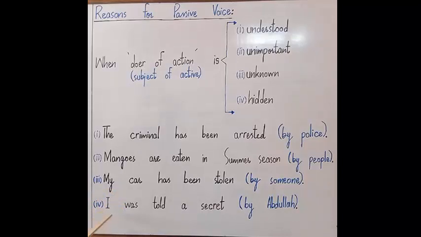Example number 4. I was told a secret by Abdullah. When the speaker wants to hide the subject or the doer of an action from the listener, he uses passive voice. I was told a secret. Now the listener doesn't know who told you the secret, because you want to hide the doer of an action from that listener. I hope you have so far understood the definition of passive voice and the reasons for passive voice. Now I am going to tell you the rules for passive voice.